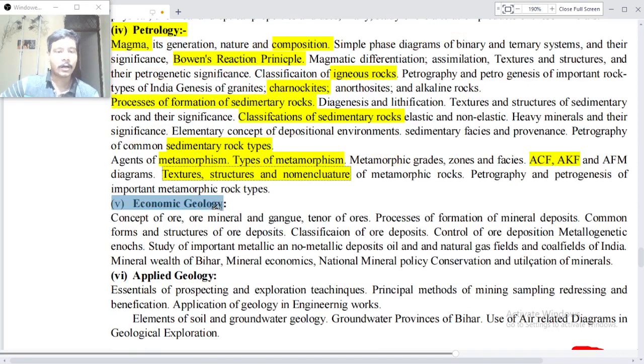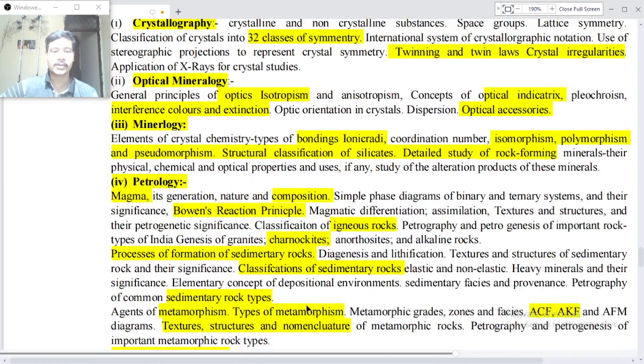Point number 5, economic geology. Concept of the ore minerals and gangue, tenor of ores, processes of formation of the mineral deposits, common forms and structures of the ore deposits, classification of the ore deposits, control of ore deposition, metallogenetic epochs, study of important metallic and non-metallic deposits, oil and natural gas fields and coal fields of India, mineral wealth of Bihar, mineral economics, national mineral policy, conservation and utilization, locations of minerals, applied geology, essentials of prospecting and exploration techniques, principal methods of mining, sampling, beneficiation, application of geology in engineering work, elements of the soil and groundwater geology, groundwater provinces of Bihar, use of aerial photographs and related diagrams in geological explorations.